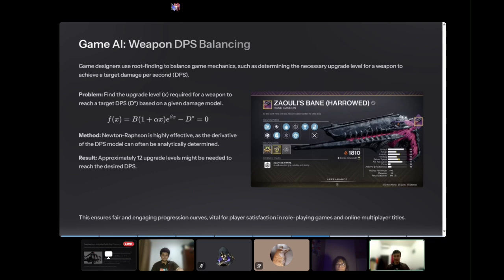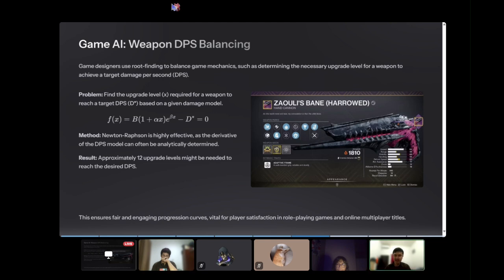Next. Game AI, weapon DPS balancing. Game designers use root finding to balance game mechanics such as determining the necessary upgrade level for a weapon to achieve a target damage per second, or DPS. The problem is to find the upgrade level x required for a weapon to reach a target DPS of T star based on a given damage model.